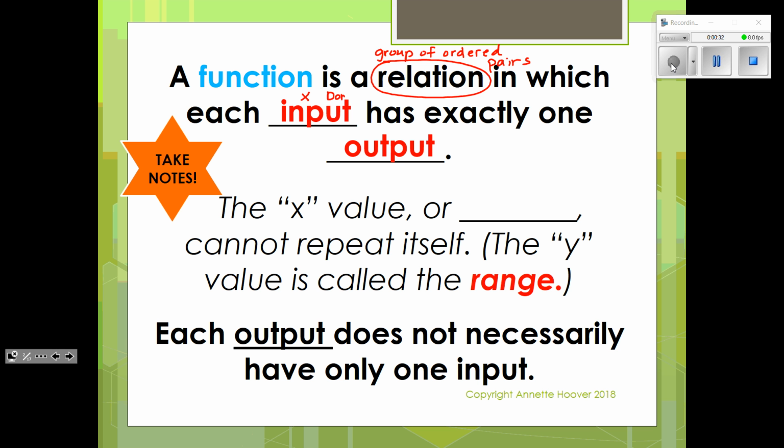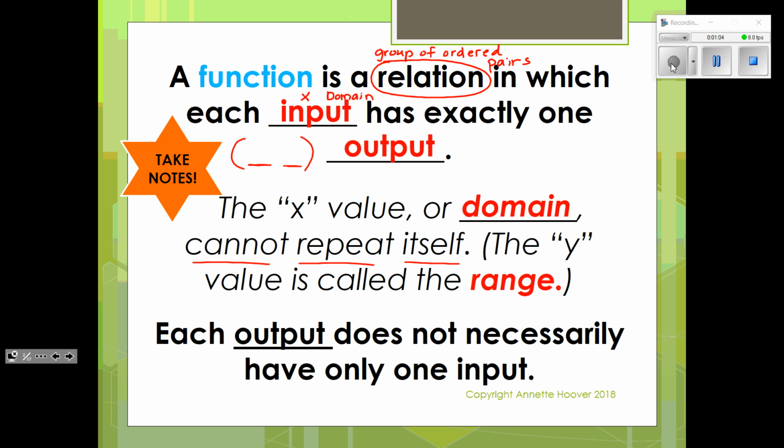There's different words for the, you have an ordered pair. The first number is the x, or the input, and the second number is the y, or the output. So every input has exactly one output. What that means is the x value, or the domain, those two words are synonymous with one another, x and domain, cannot repeat itself. So if you have a group of ordered pairs, you look at the x values and make sure that it never repeats.